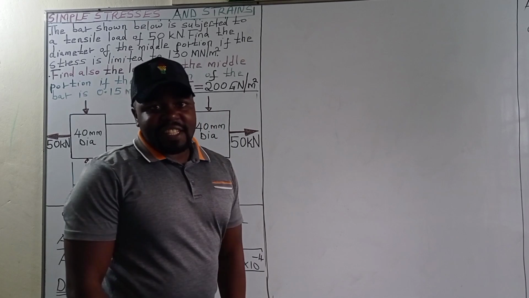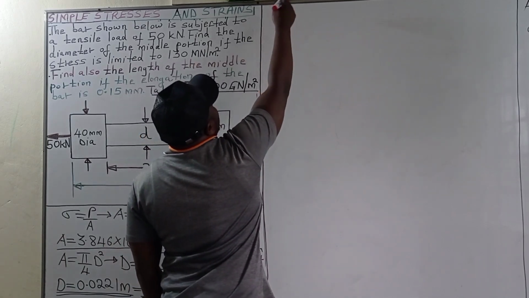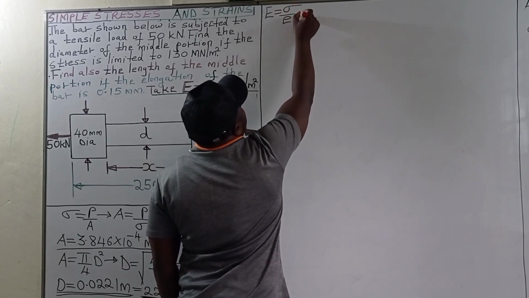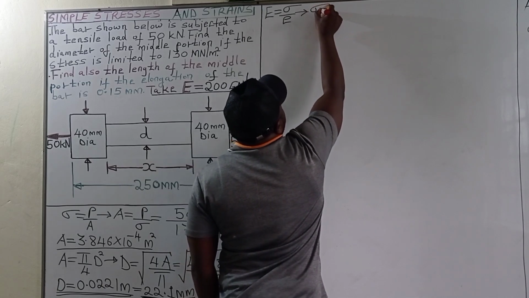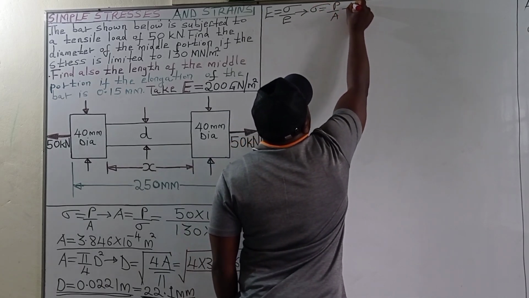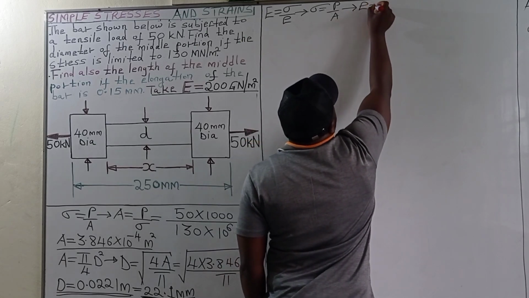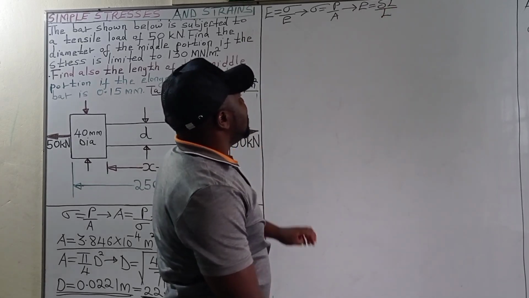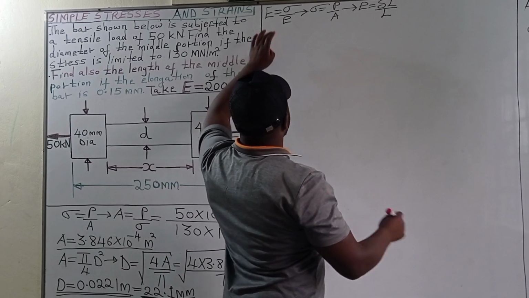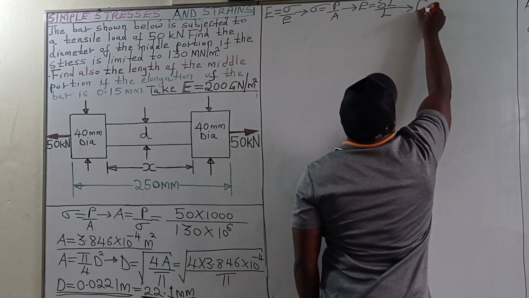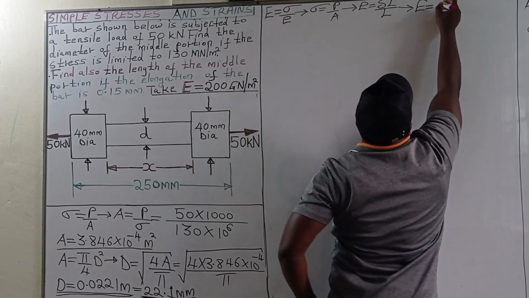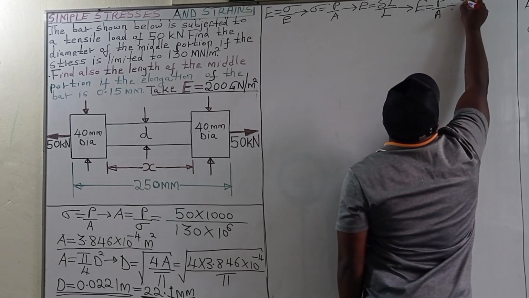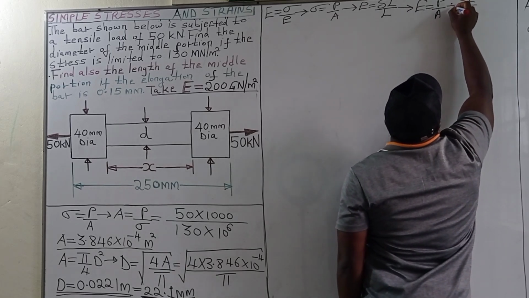Now, we know that there are these relations. Young's modulus is given by the ratio of stress to strain. Stress is given by load divided by cross-sectional area. On the other hand, strain is given by change in length, or the elongation or the extension, divided by the original length. So when we substitute the stress and strain with their formulas in the Young's modulus, we are going to have Young's modulus of elasticity will be stress, which is load over area, divided by strain, which is change in length divided by the original length.